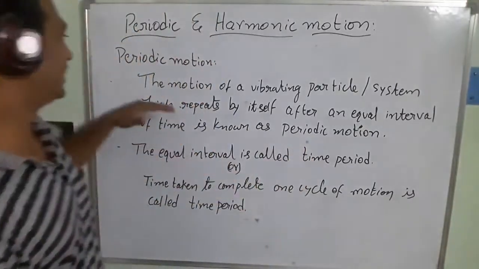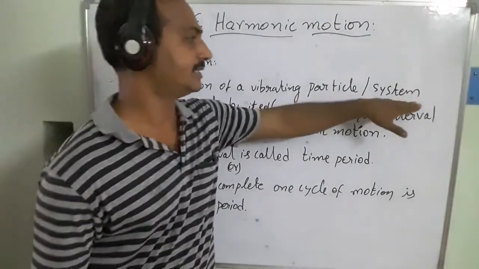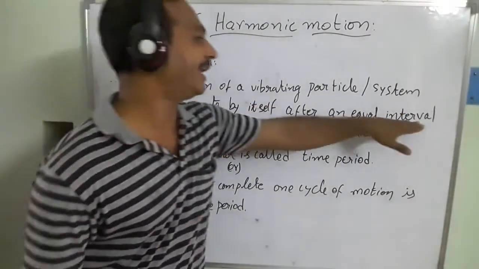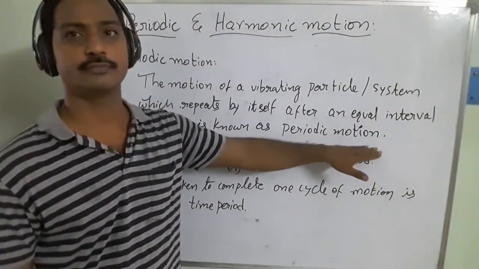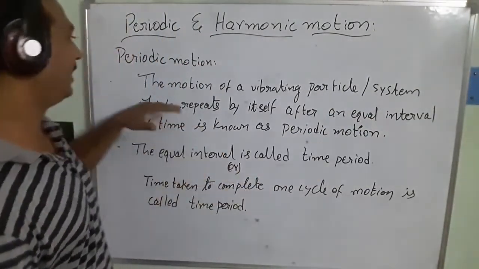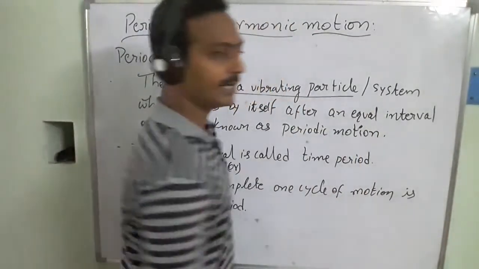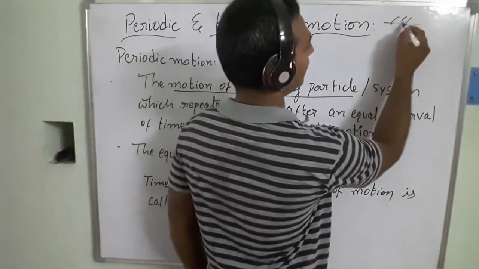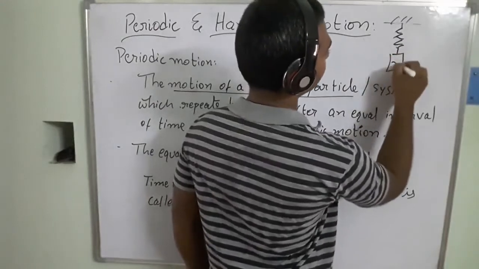So then what is that? The motion of a vibrating particle or system which repeats by itself after an equal interval of time is known as periodic motion, right? And again I am going to repeat it. Here is the motion of a vibrating particle within the system, and I am going to draw one vibrating system here, using a spring as well as a mass.